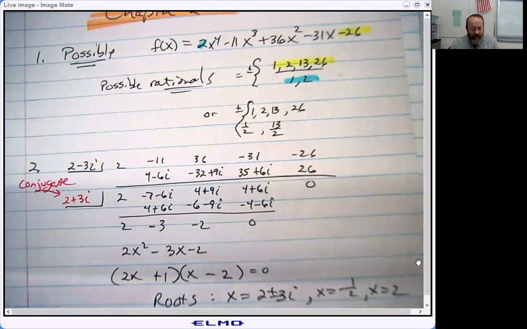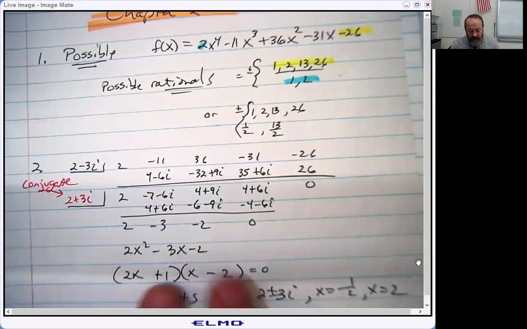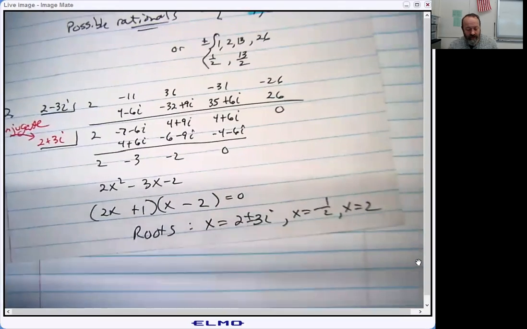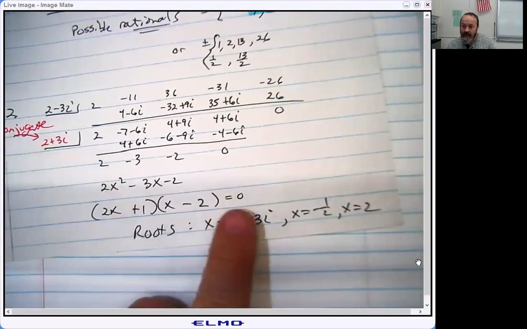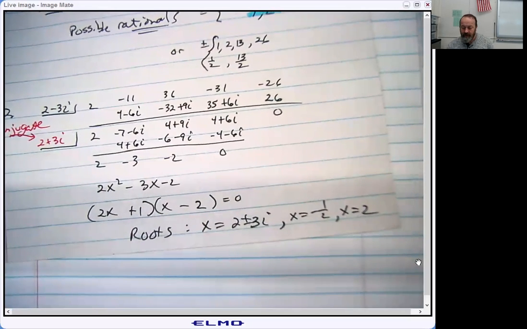We know how to factor them, so I had 2x squared to get this. Negative 2 has to be a 2 and a 1. Play with your pluses and minuses, and that's what we got. So I know that 2 minus 3i, 2 plus 3i, positive 2, and negative 1/2 are in fact every possible root of this particular polynomial.